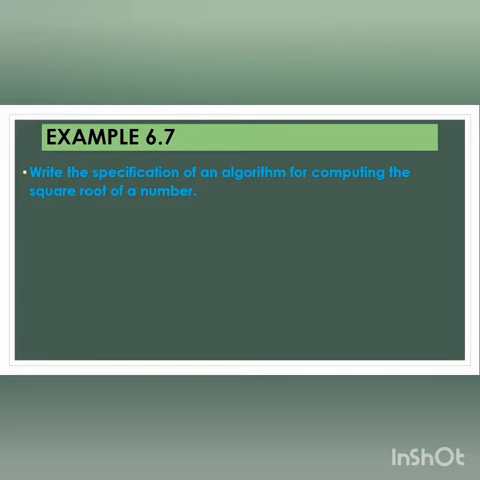Let us see an example. Write the specification of an algorithm for computing the square root of a number. Now, we are going to find the square root of a number. To write the specification of this algorithm, we have to follow 3 steps. First step, we have to give the name of the algorithm and the variables used in the algorithm. Here, the name of the algorithm is square root and the variable name is n. Here, one variable is enough to find the square root of a number. So, the name of the variable is n.